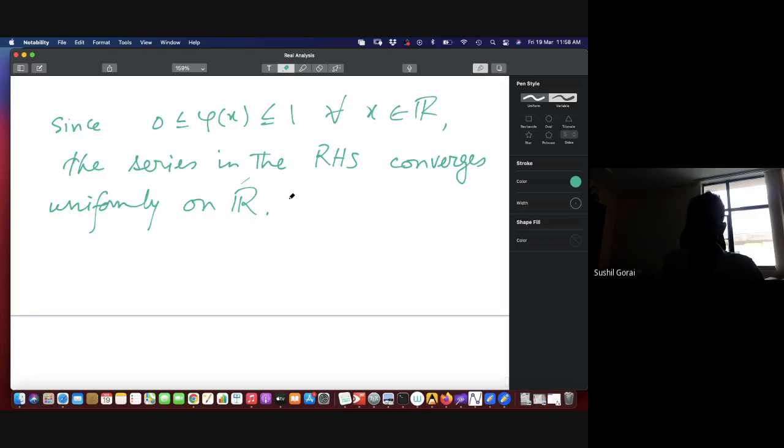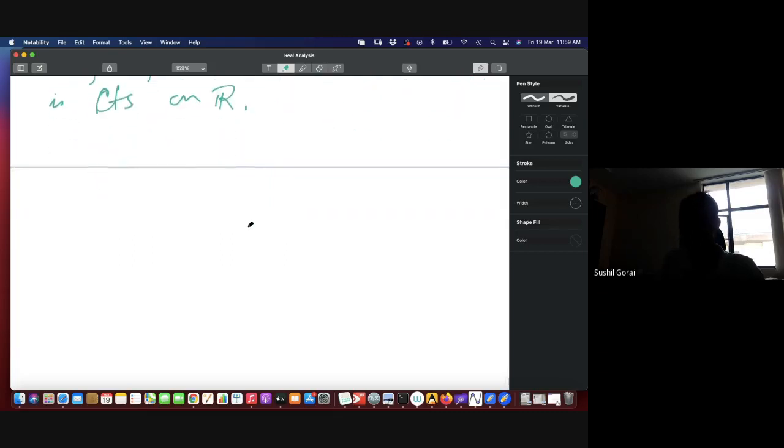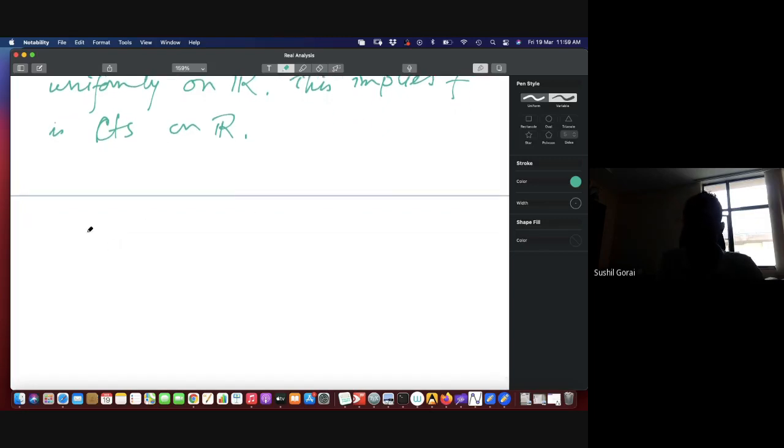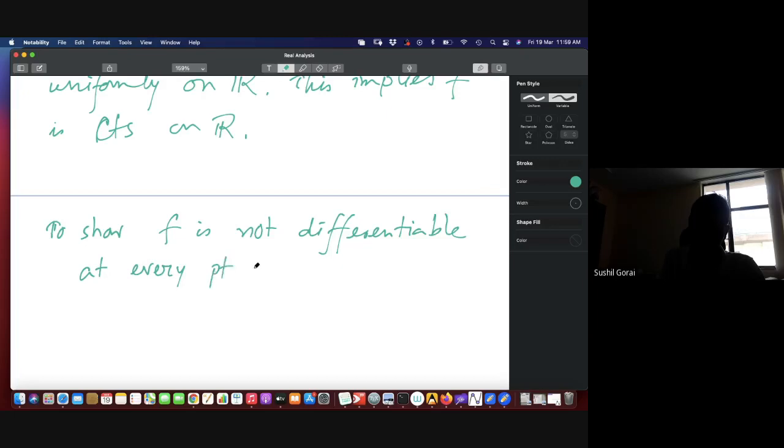So this implies f is continuous on the whole of R. So the only thing left is differentiability. Since we don't have time, we just sketch what to do. We need to show f is not differentiable at every point x in R.